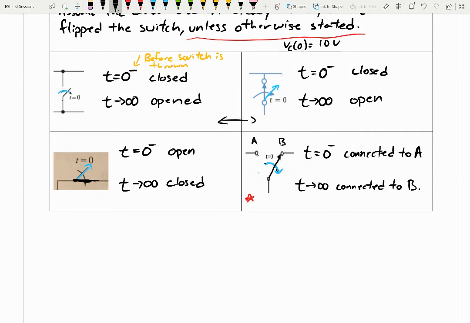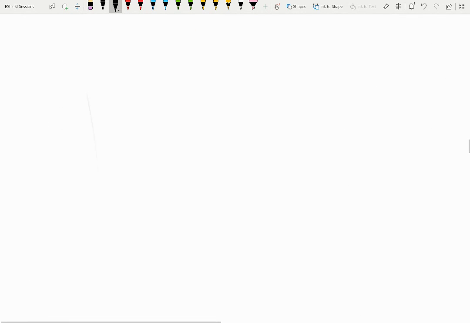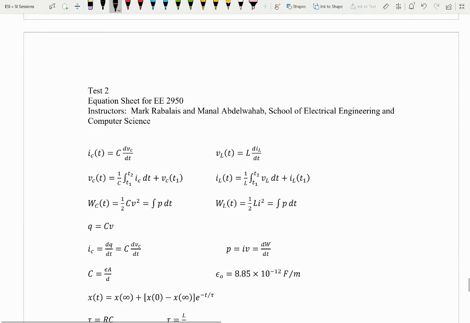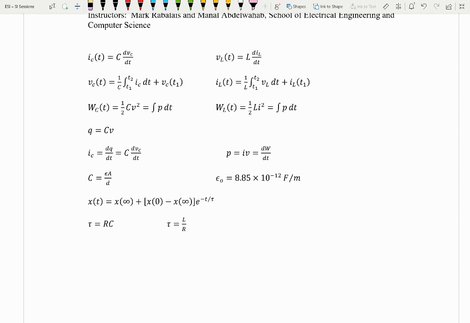And I believe that is it for the concepts. I'm going to scroll down to the bottom, and let's go and take a look at the sheet that I've attached here. Okay, great. So, looking at this equation sheet, we see that, wow, this thing is acting up today.